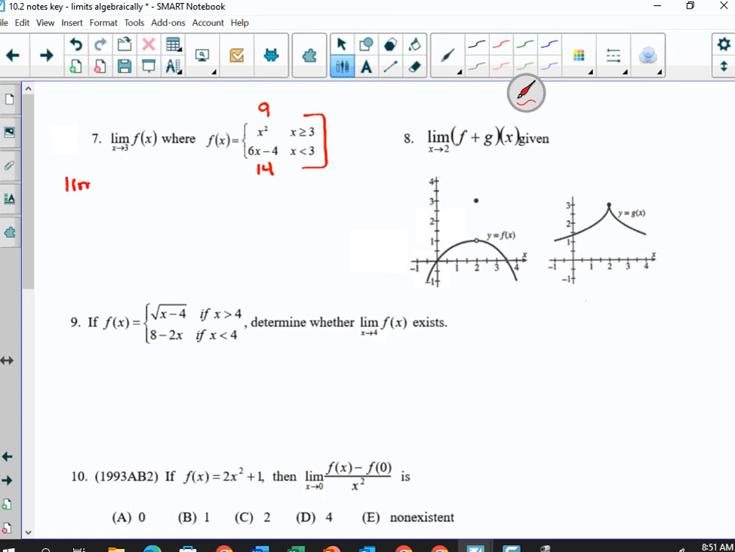You should technically evaluate it from the right and the left. So this was f of x. From the right, that's the top part, the x squared. And then the limit as x approaches 3 from the left, that's the bottom one, 6 times 3 minus 4. Okay, they do not match.